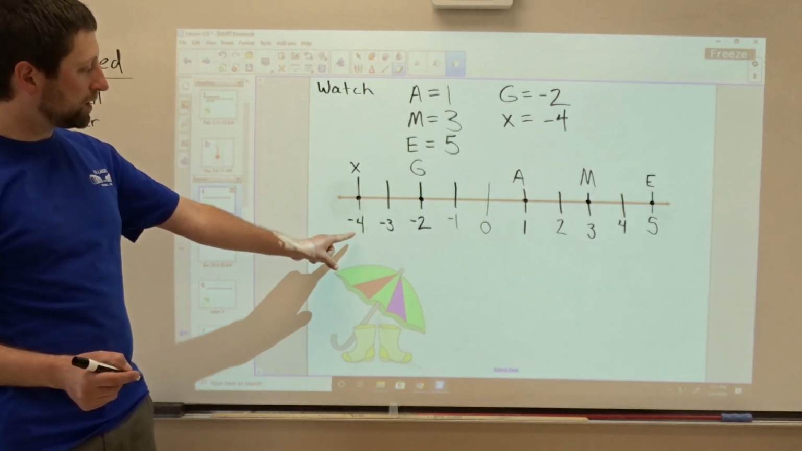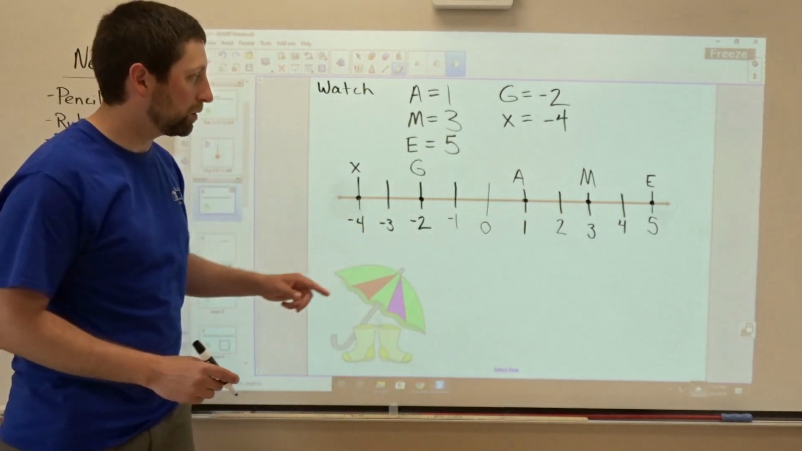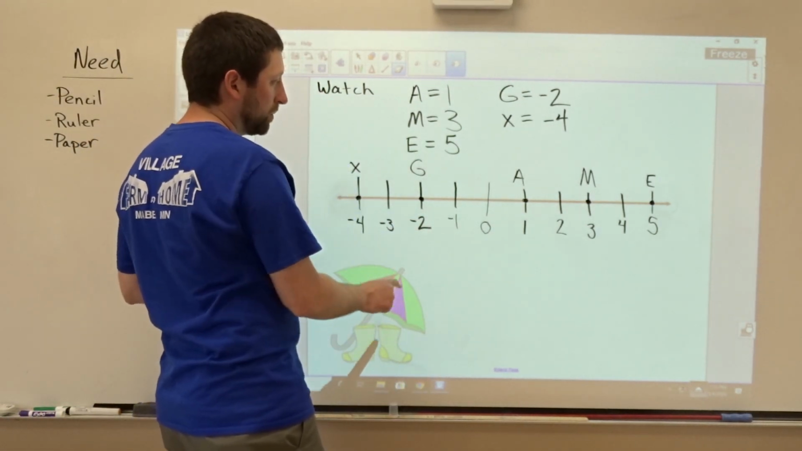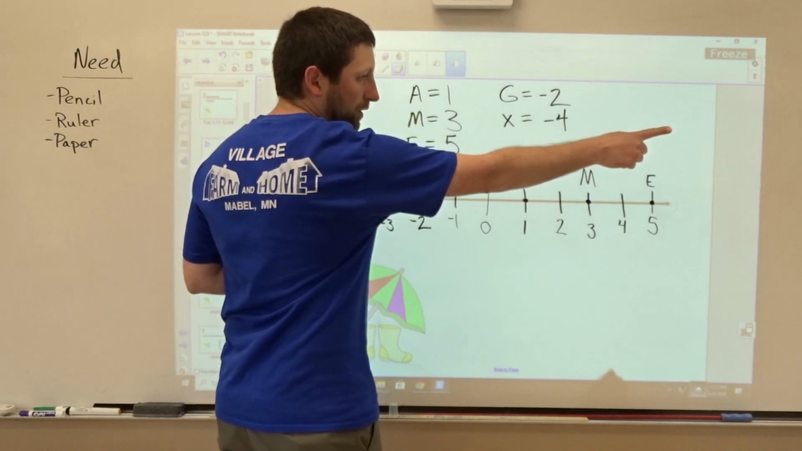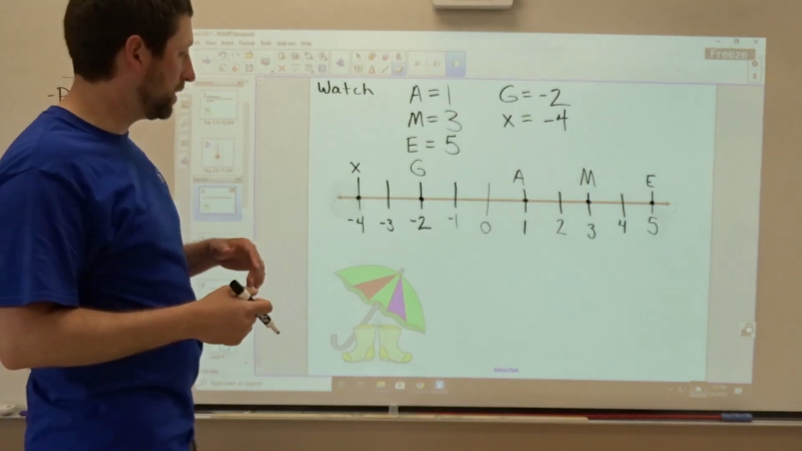So if I look at this, -4 is less than -2 because it's further away from the 0. 1 is greater than -2. So the farther I go that direction, the bigger the number. The further I go to the left, the smaller the number.